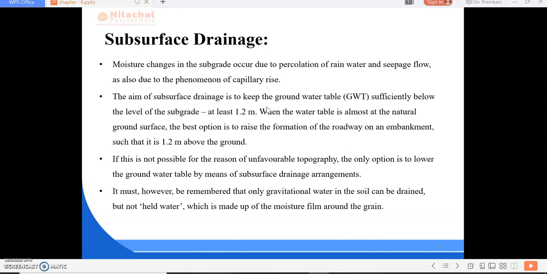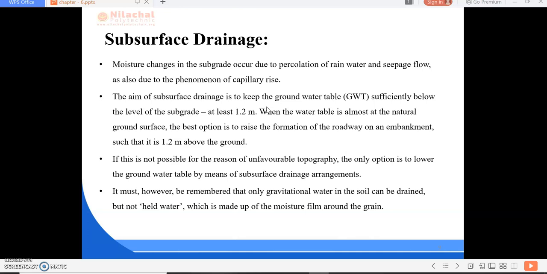Capillary fall we are not considering here; we are only considering capillary rise. In a subsurface drainage system, variation in the moisture content should be kept to a minimum by the application of the following methods, like lowering of the water table. Moisture changes in the subgrade occur due to the percolation of rainwater and seepage flow, as well as the phenomenon of capillary rise.